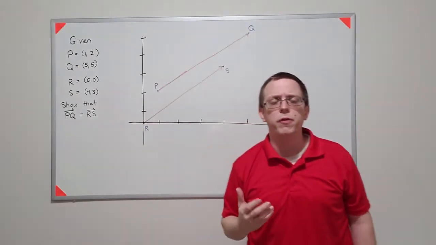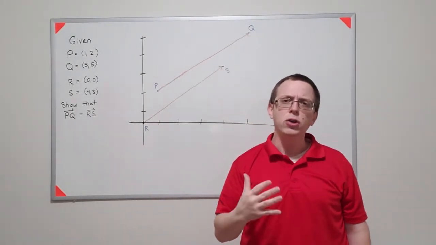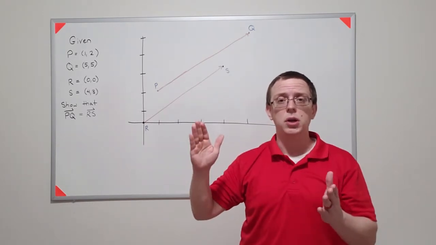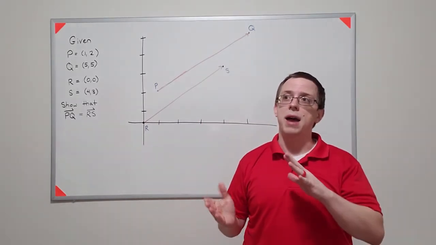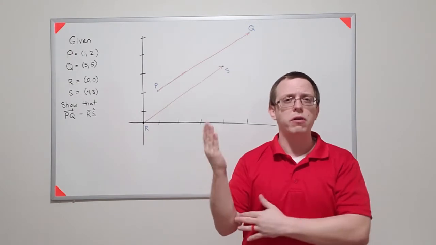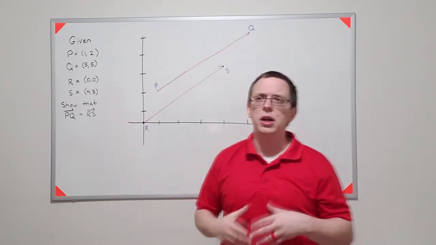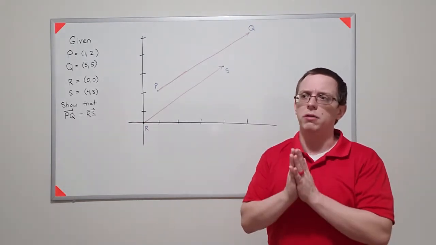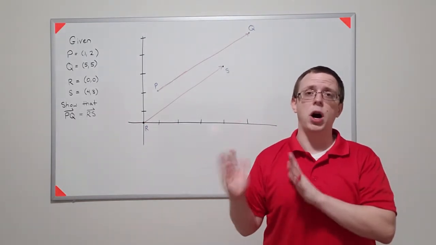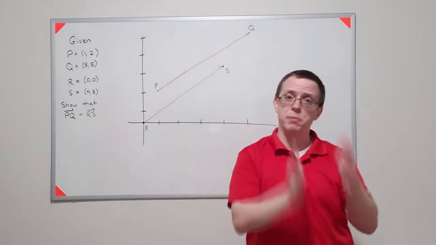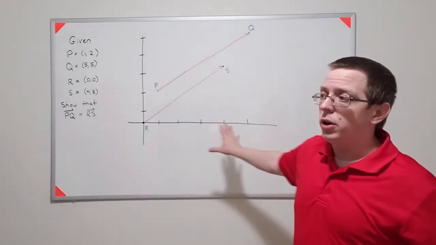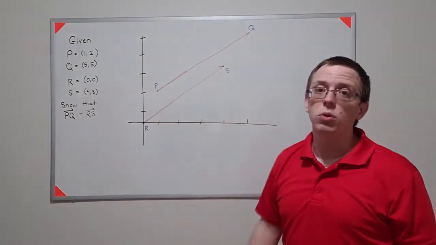Well, when we talk about vectors, vectors are considered the same if they have the same magnitude and they have the same direction. In 2D, we can think of it as slope. But as we move into 3D, you want to think of it really in terms of the change in components on each dimension. So by doing that, we're gonna show that PQ equals RS.